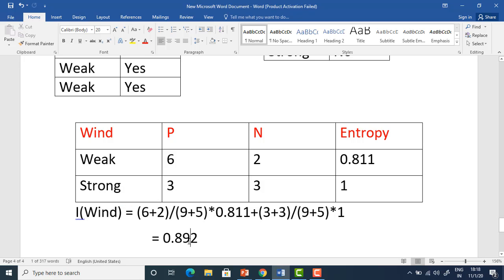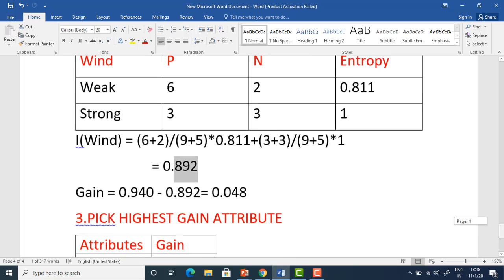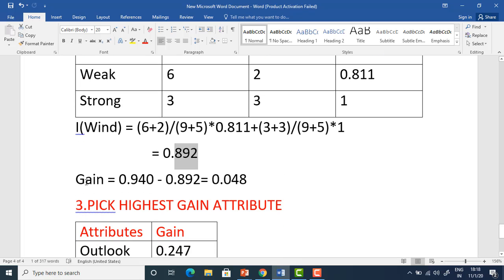We are getting the average information entropy as 0.892, and after finding this we can calculate the gain. The gain formula is the entropy of the main data set minus the attribute entropy value. So we are getting 0.048 as the value of this particular attribute.